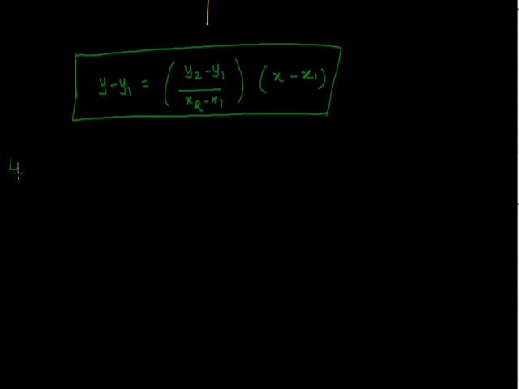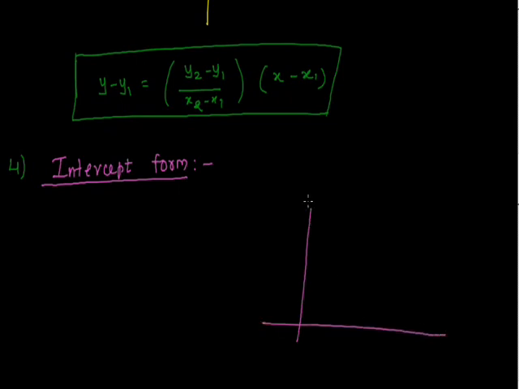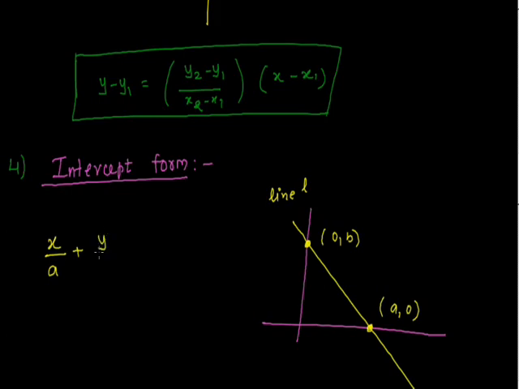Now the fourth point of discussion is intercept form. Intercept form means a line making intercepts with the coordinate axes is given. Let's say this is the line L having intercept with the y-axis, that is (0, b), and having intercept with the x-axis, that is (a, 0). Then the equation of the line will be given as x by a plus y by b equals 1.